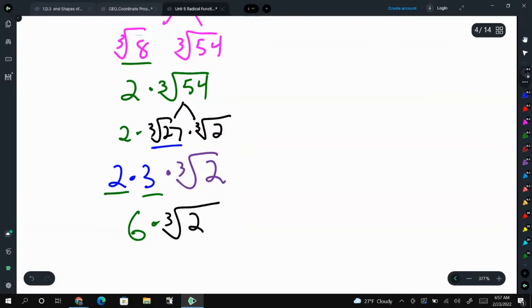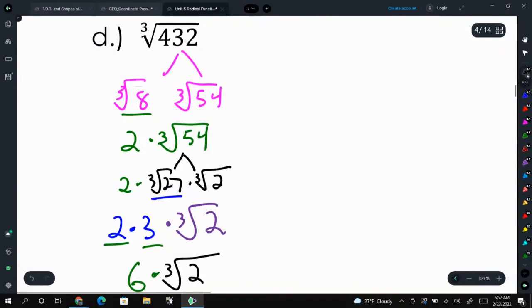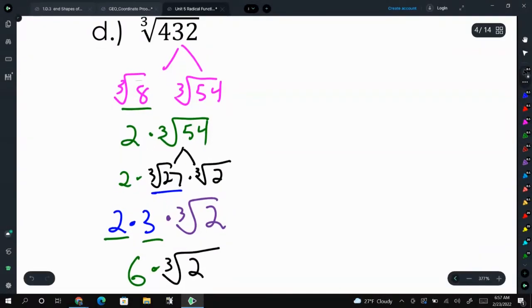Now, like I was saying, you could have done something different up here instead of doing what we did here. We could have done 432 divided by 216, because 216 is 6 cubed.